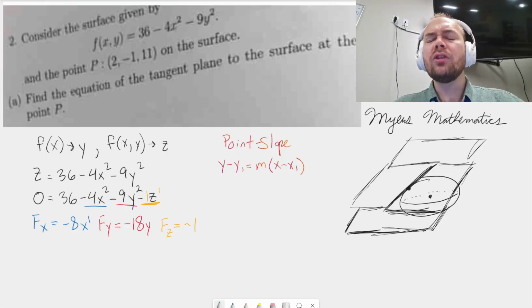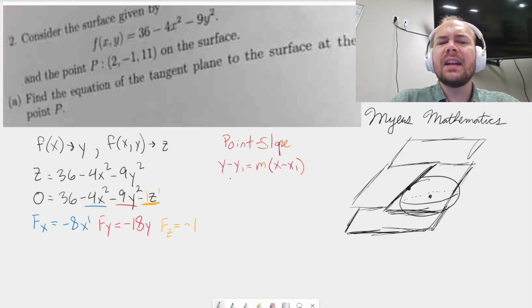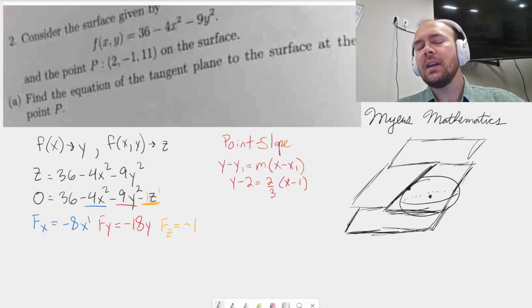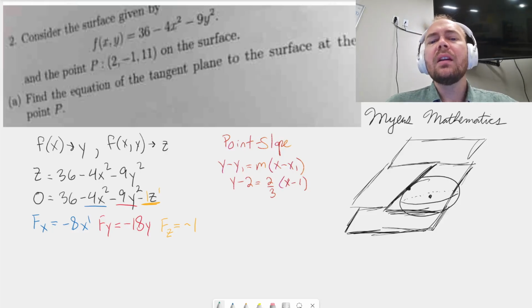And you could split up the slope a little bit so that it's distributed into the y and the x. Let's say, for example, y minus 2 is equal to 2/3 x minus 1. So this would mean, in the context of a tangent line, that we have a tangent line that has a slope of 2/3, and it intersects the curve at the point 1 comma 2.